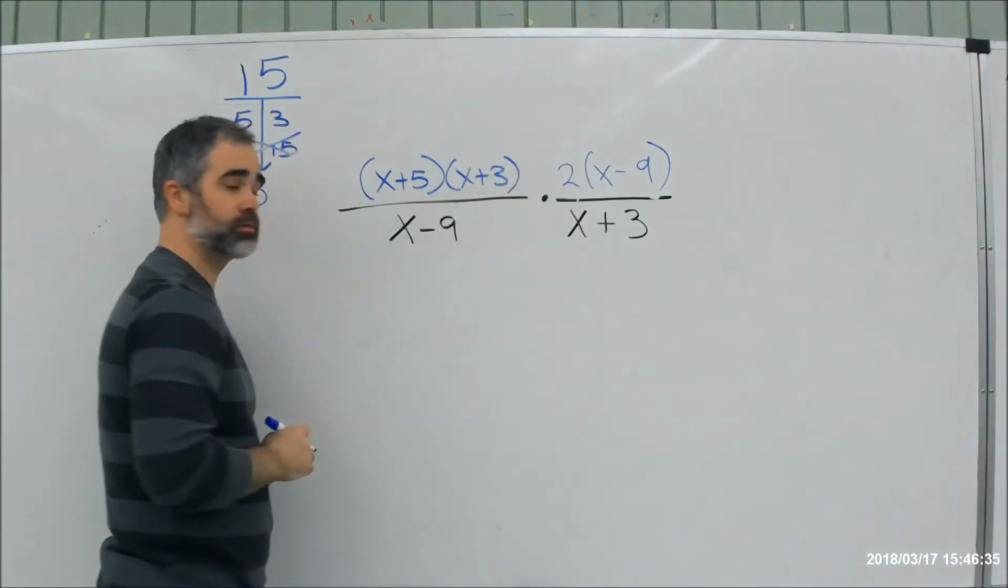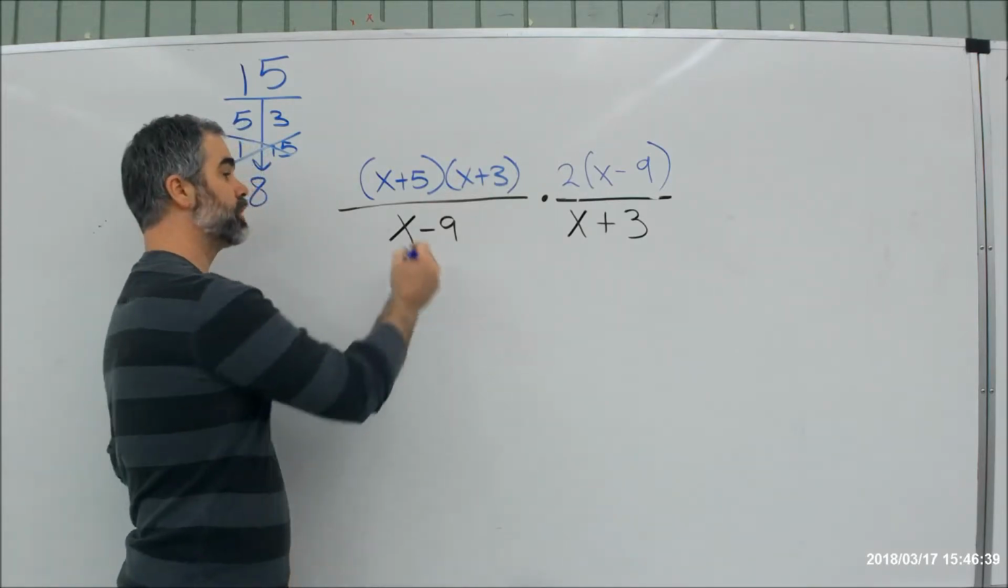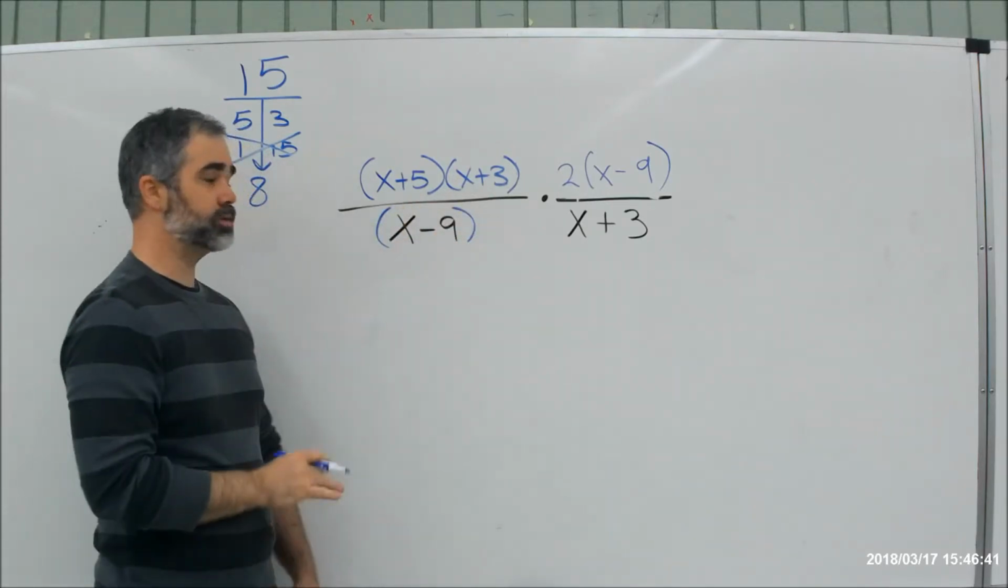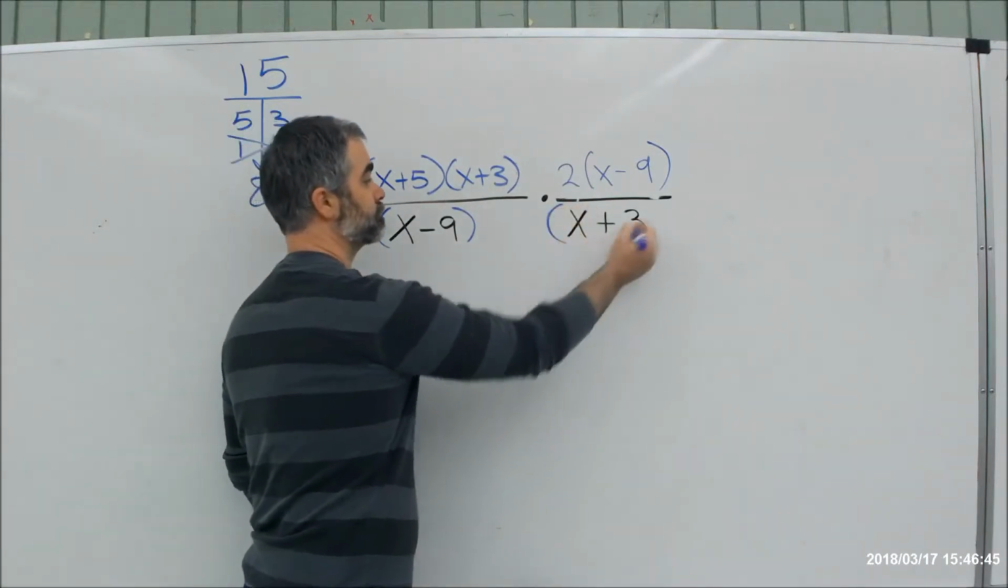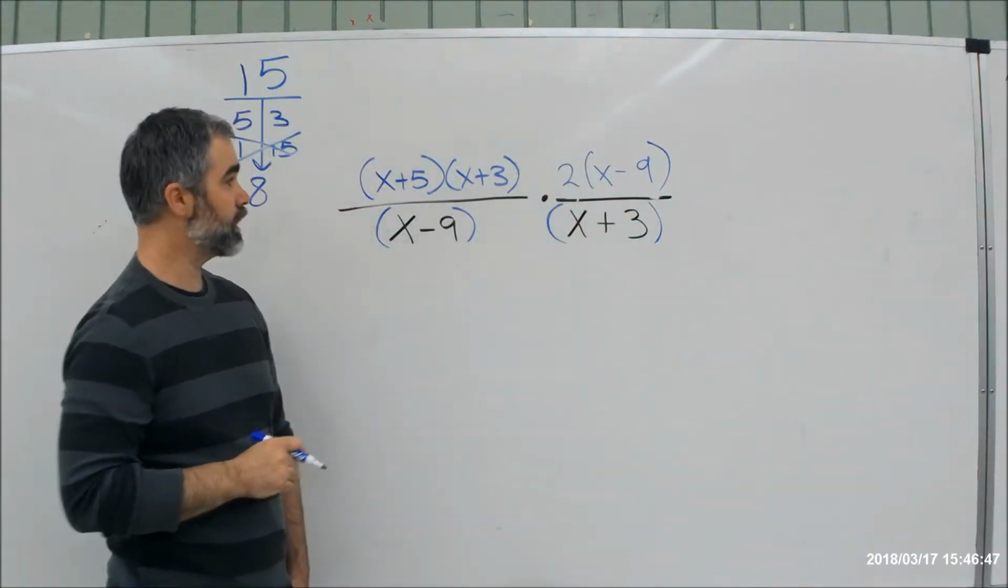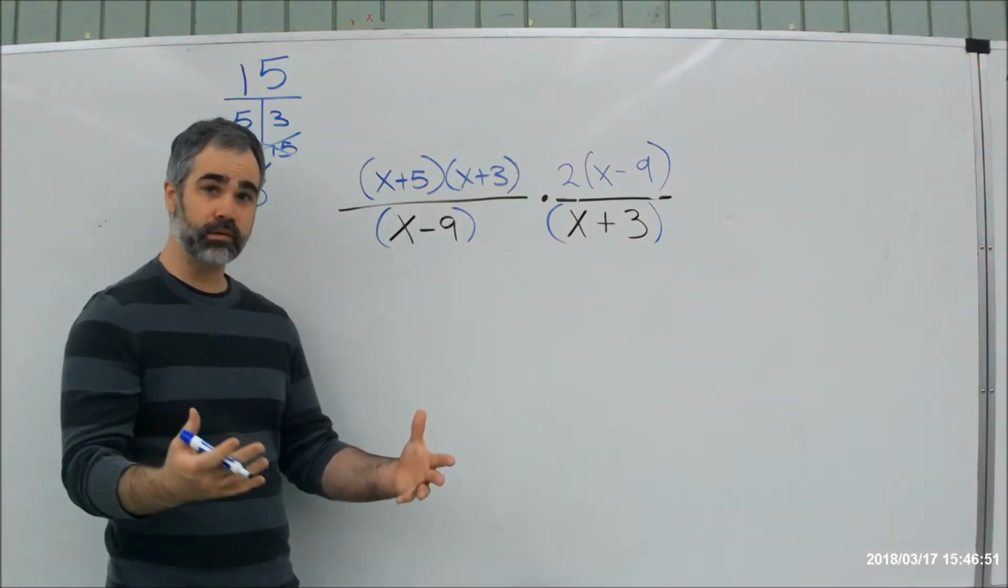Okay. The other thing to remember, if you have two terms and they're not factored or anything else, go ahead and put parentheses around them. By doing that, it's going to allow you to see the factors more easily. All right. So now we can multiply. We factored everything. We can multiply.